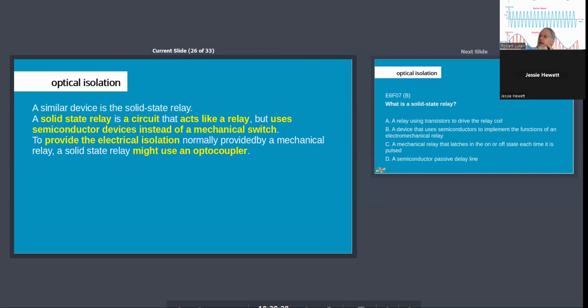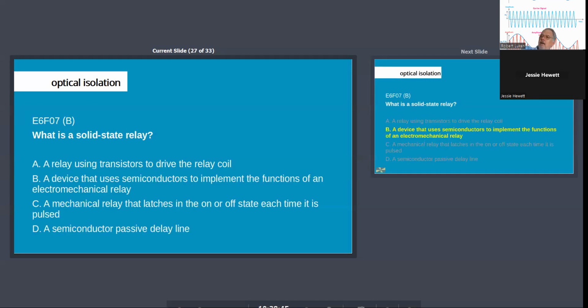And solid state relays we just really talked about. It acts just like a mechanical relay. They're usually built with an opto isolator in them to do the isolation function. So what is the solid state relay? That would be good.